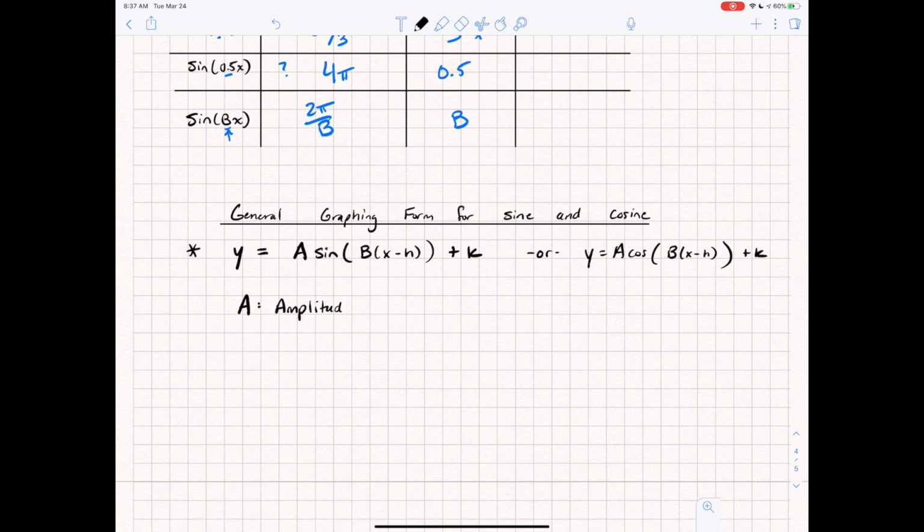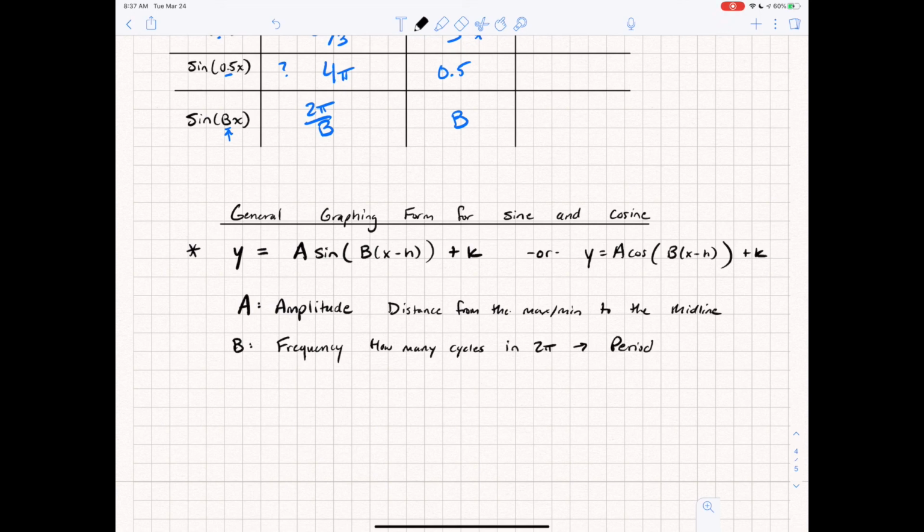To give you kind of the cheat sheet for this again, what A represents is the amplitude. This is the height, or excuse me, the distance from the max or min to the middle. B is your frequency. Right, it's how many cycles in 2 pi. So that means if you want to find period, period is equal to 2 pi divided by B.